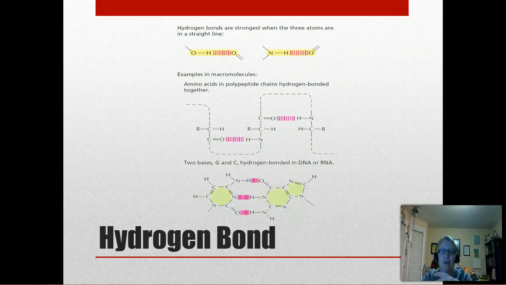This is how the two sides of DNA come together, through hydrogen bonding. So it's really important to understand hydrogen bonding. It plays a huge role in how proteins are folded, and we're going to talk about that in chapter 3.